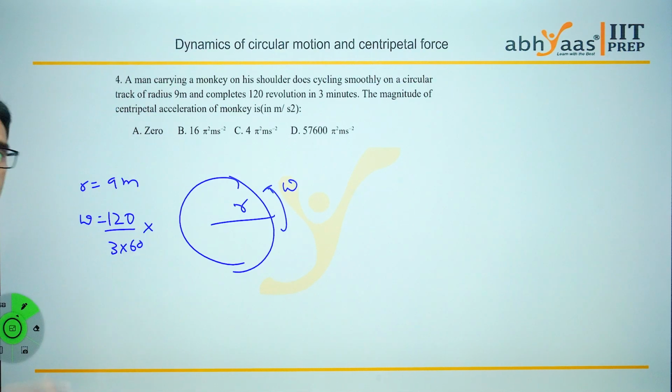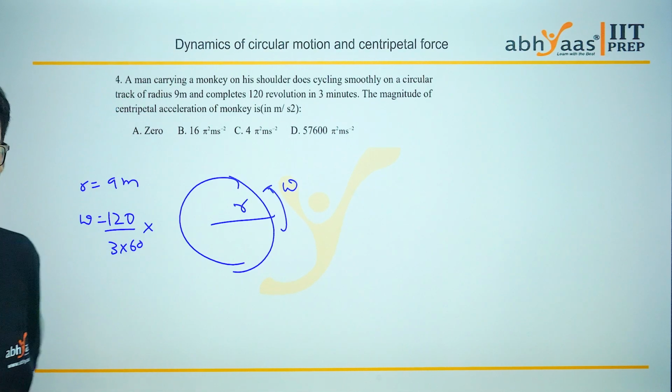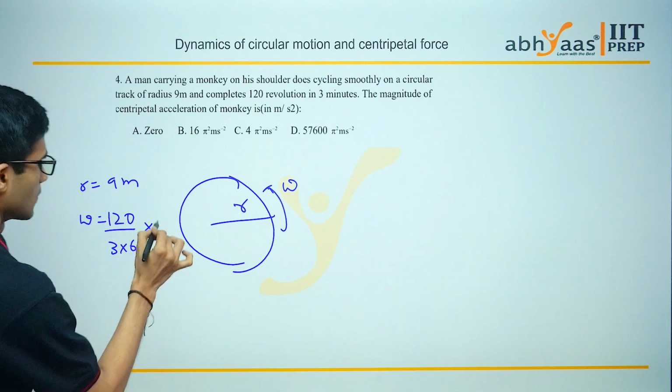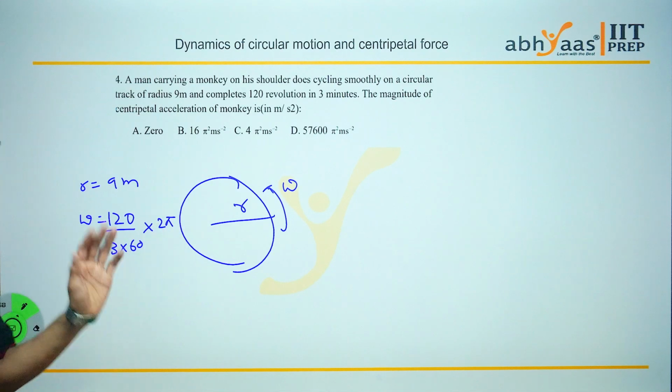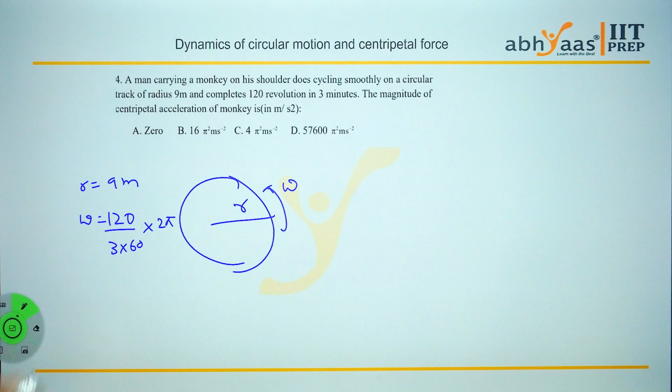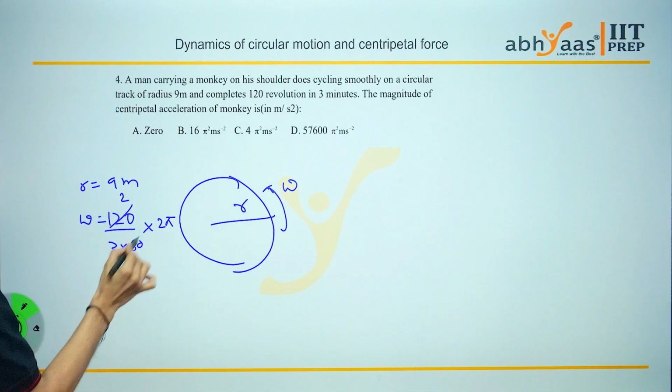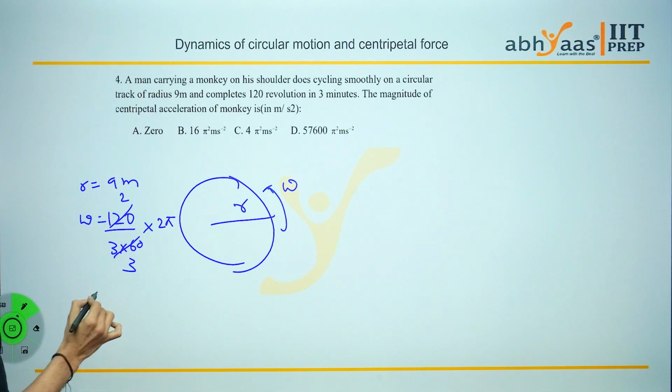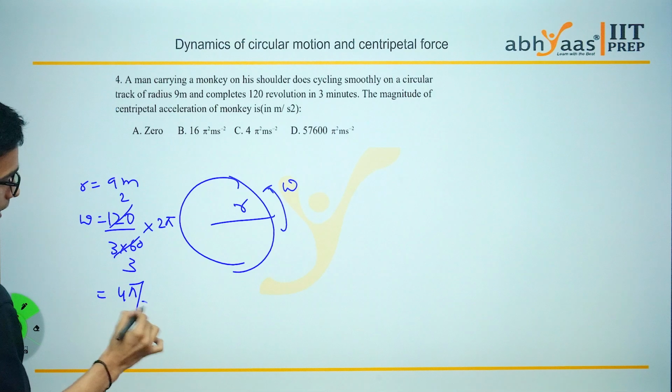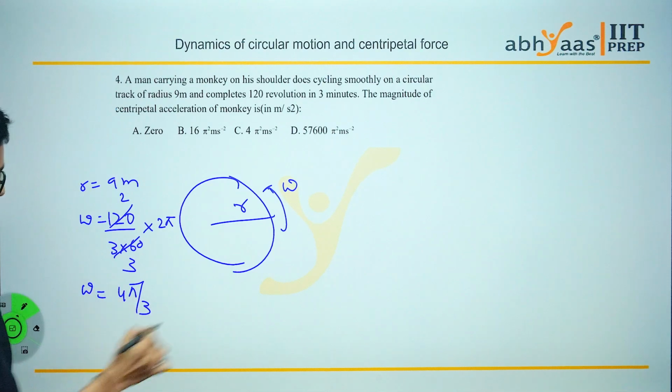But for 1 revolution, the angle is 2 pi. We are just converting this into radians per second. So 120, 2, 3. So 4 pi by 3. Omega is equal to 4 pi by 3.